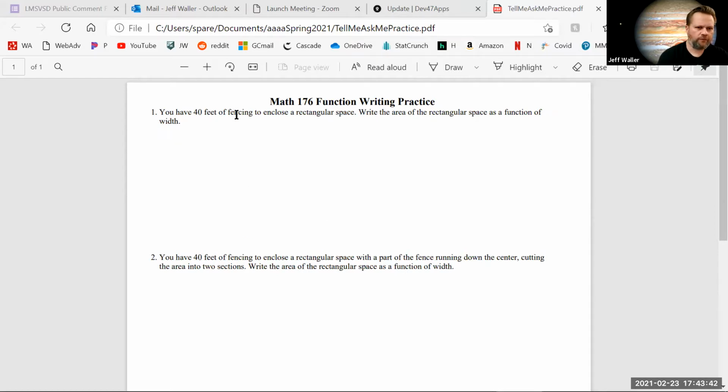So you have 40 feet of fencing to enclose a rectangular space. Right there. All right, this is really huge. This is the way I wish I had been taught this. So please take this from me, please. These kinds of problems tell you something. They just tell you. What did they just tell me straight up?